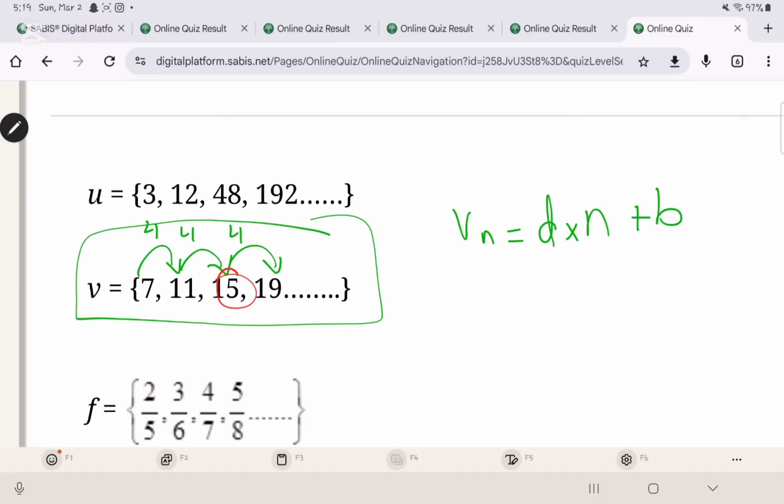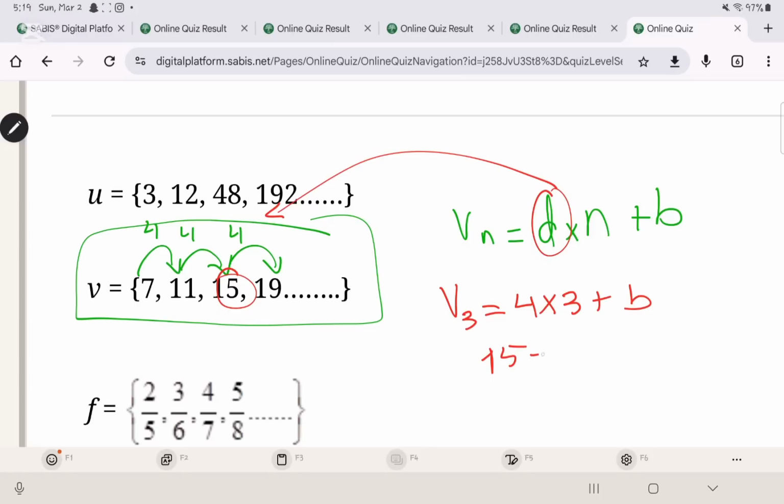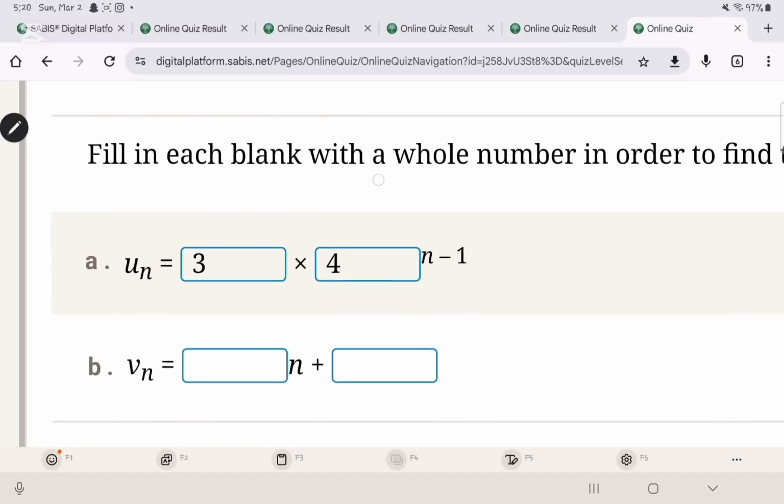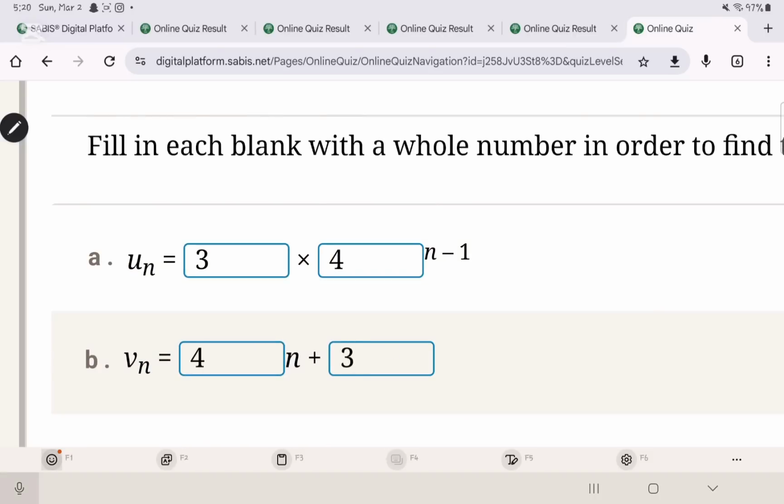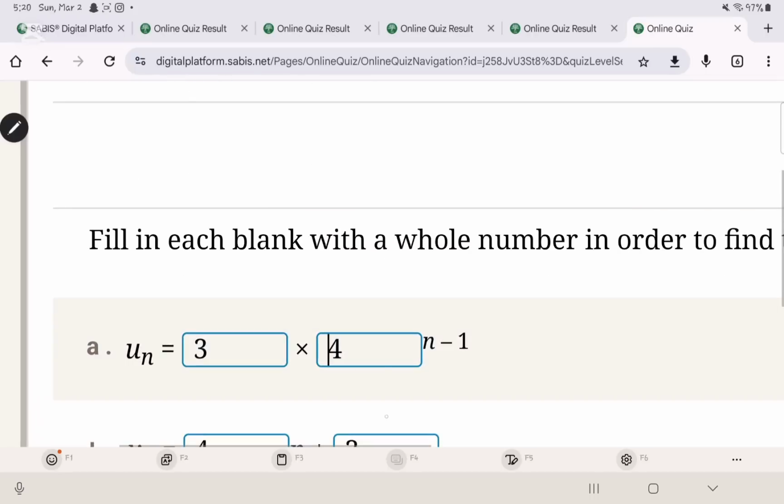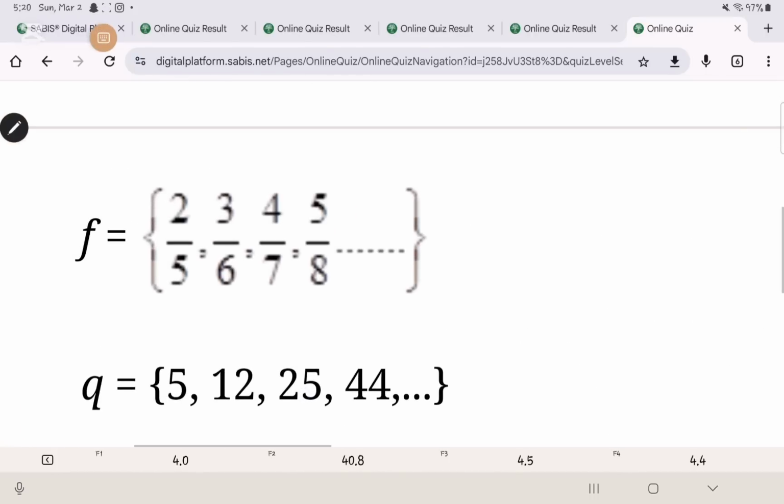Let us take, for example, 15. 15 is v3. v3 is equal to the common difference, 4, times the number n, which is 3, plus b. So 15 is equal to 12 plus b. So you're going to get that b is equal to 3. So very simply, you have the common difference, which is 4. So vn is equal to 4 times n, which is the number, plus the constant, which is 3. So very simply, 4 times n plus 3: 4n plus 3.